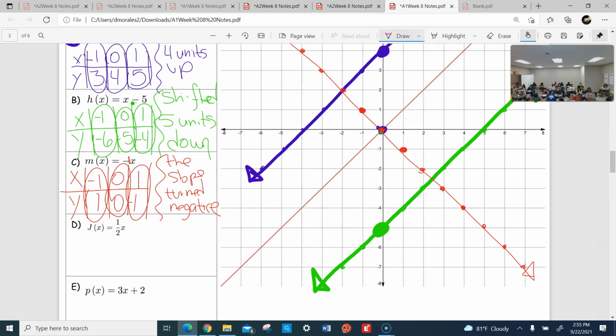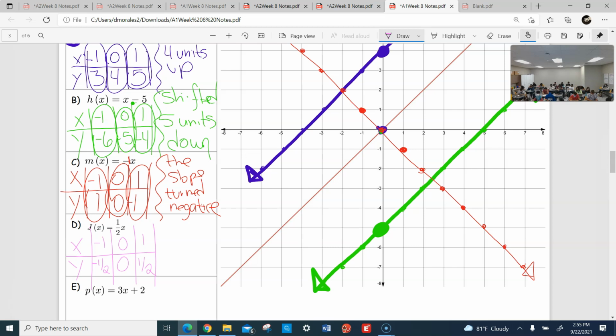So let's go ahead and make a table again. Same exact points. -1, 0, and 1. Multiplying times half just means cutting it in half. So let me ask you this. What is half of -1? -1/2, right? Half of -1 is -1/2. What's half of 0? 0. And what's half of +1? +1/2. So let's graph this point.